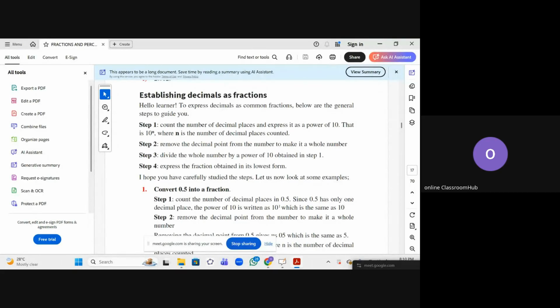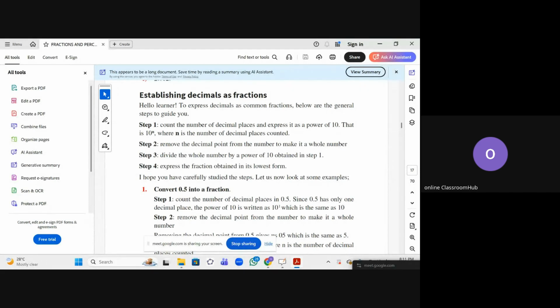The steps say that first, count the number of decimal places and express it as a power of 10. That is 10 power n, where n is the number of decimal places counted. Secondly, you remove the decimal point from the number. I will demonstrate it, don't worry. You remove the decimal point from the number to make it a whole number. Also, divide the whole number by the power of 10 obtained in step 1. Finally, express the fraction obtained in its lowest term.